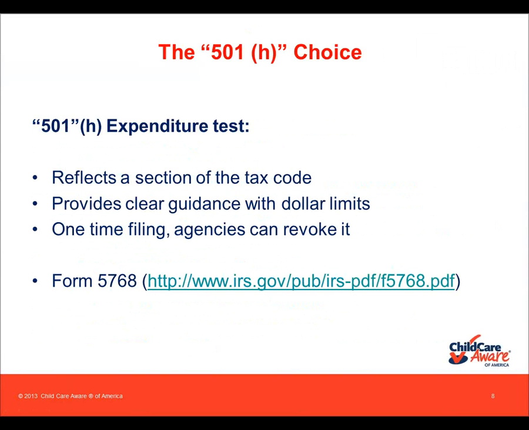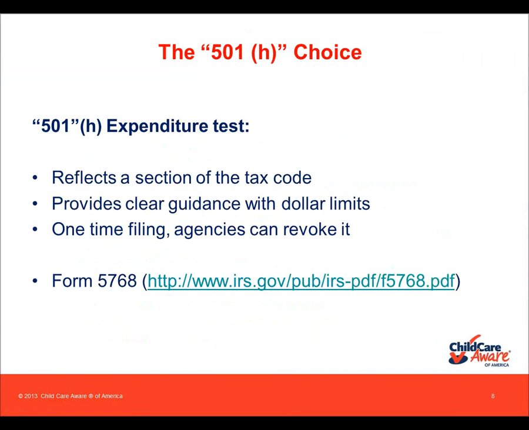But the 501H expenditure test, I'll just give you a little history about it quickly. In 1976, Congress passed Section 501H, which sets dollar limits on nonprofits' lobbying expenses. This legislation was enacted to help nonprofits and not restrict them, so encourage lobbying activity in a way that doesn't hurt the nonprofit. I'll show you the resource of where you can locate the 501H in the IRS's tax documents. The form is 5768, which I have a link to down here.